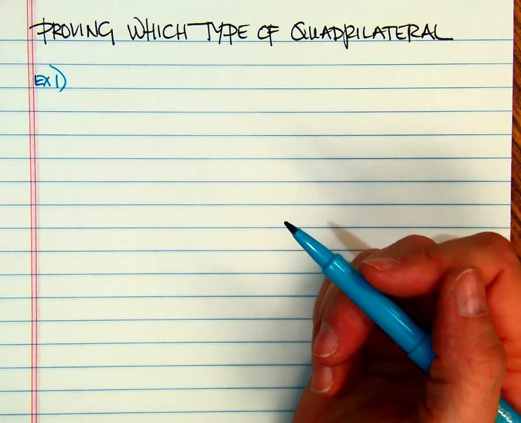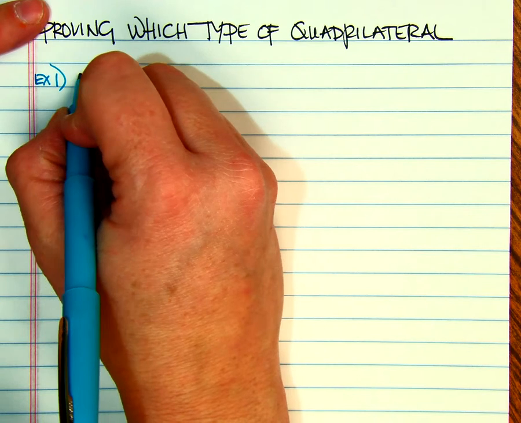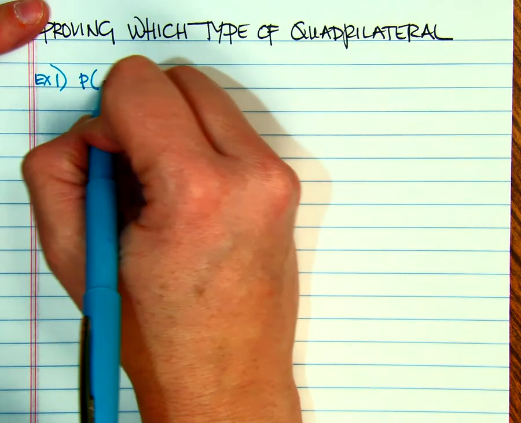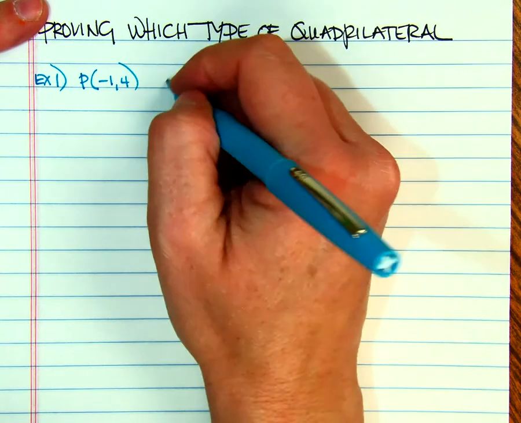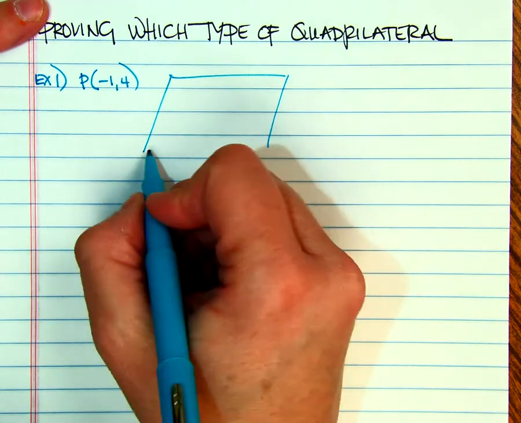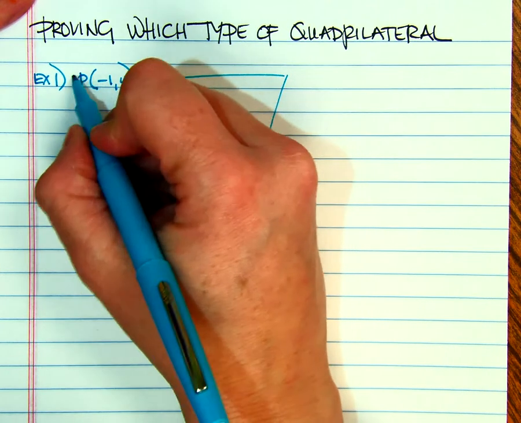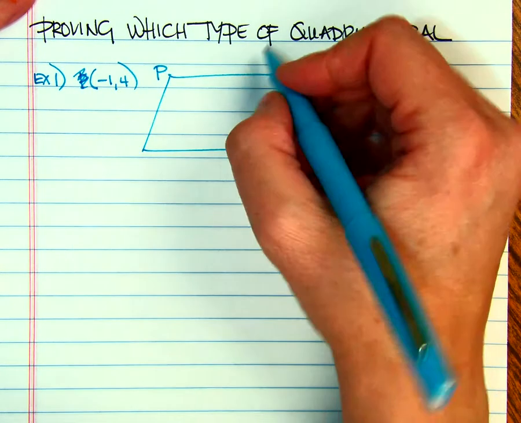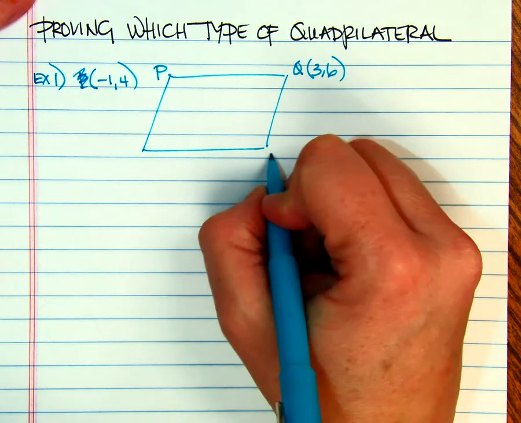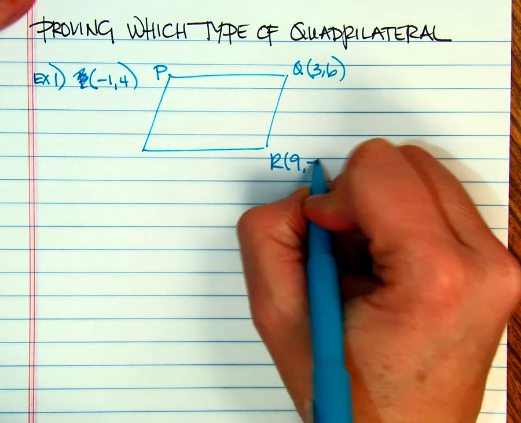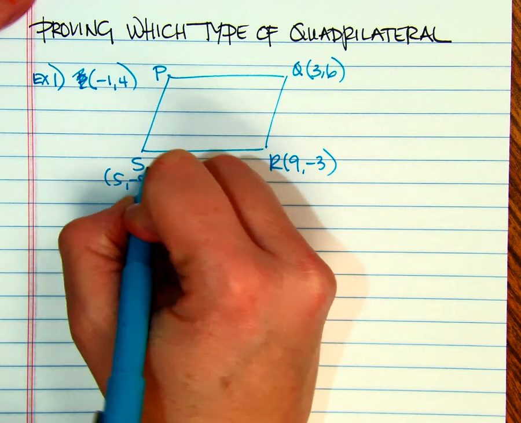So for this first example, all you know is that P is at the ordered pair (-1, 4). And again, I like to just draw a picture, and let me put P here, having all my coordinates with it. So Q is (3, 6), R is (9, -3), and S is (5, -5).